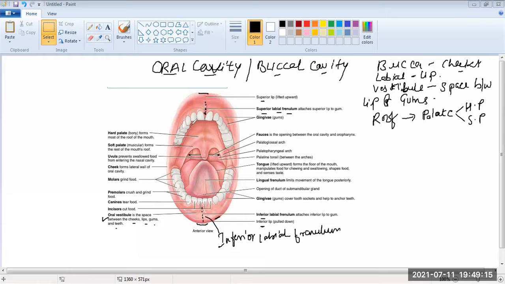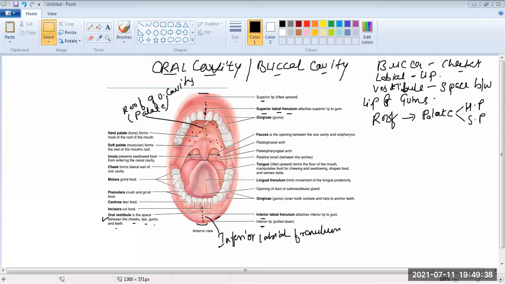I'm talking about this entire portion. This is the roof of the oral cavity, which we call the palate.